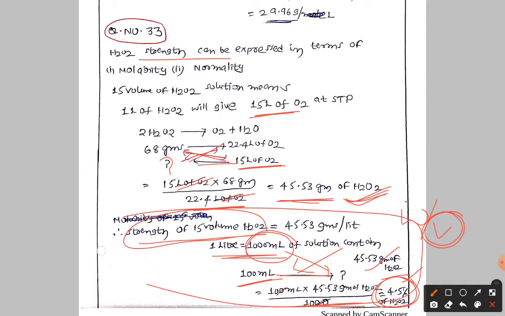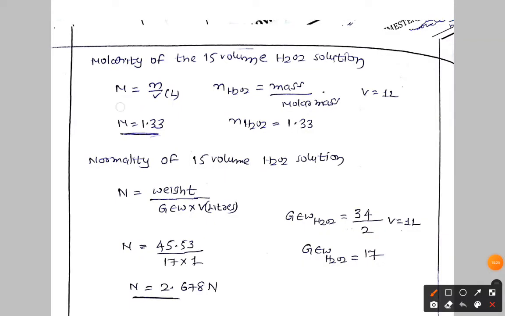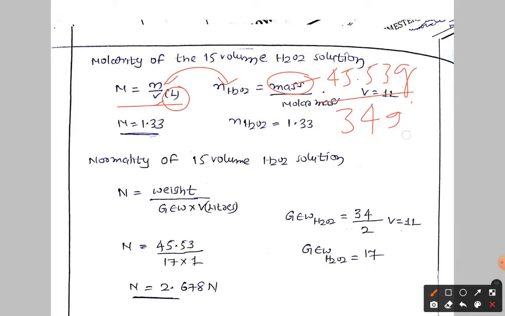Fine, but what is the question? They ask the molarity and normality of 15 volume of hydrogen peroxide. Now let us calculate the molarity and normality. So molarity, what is the formula? n by V, with volume in liters. Now calculate the number of moles here. Mass we already have. How much did we get here? 45.53 grams.